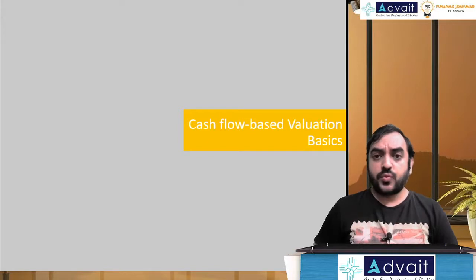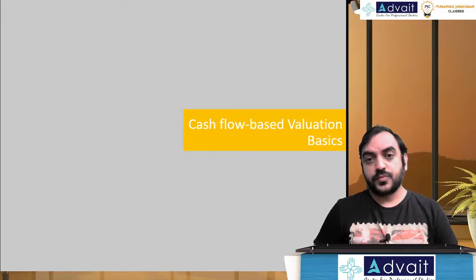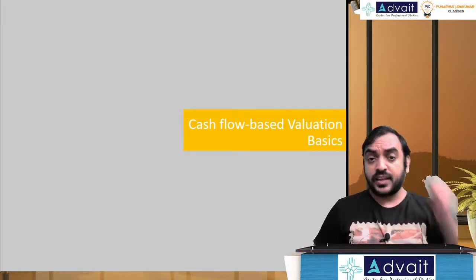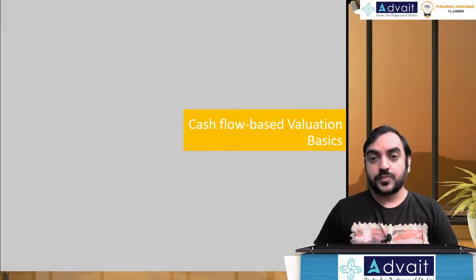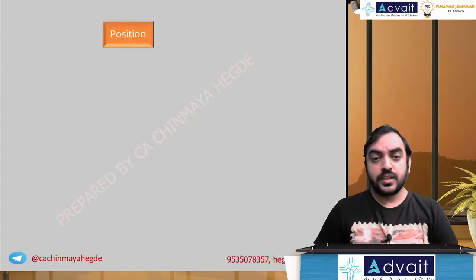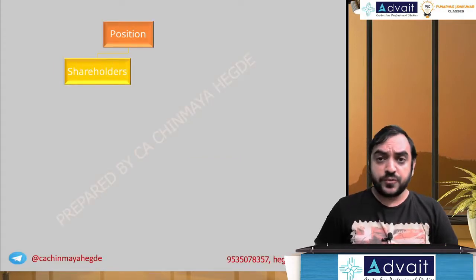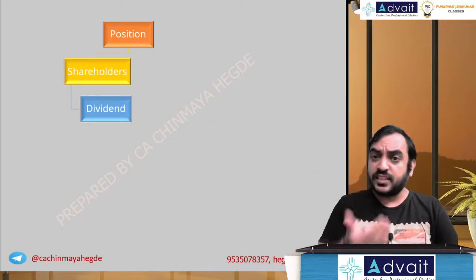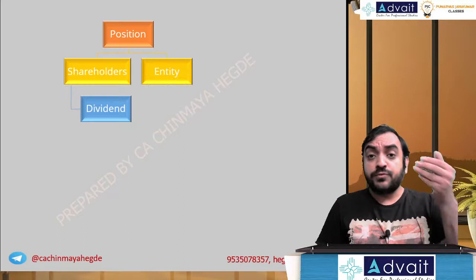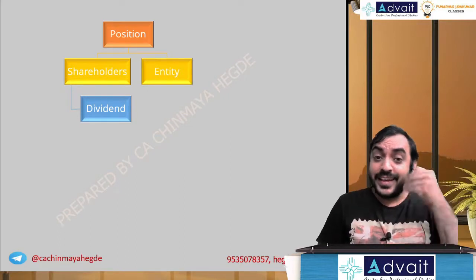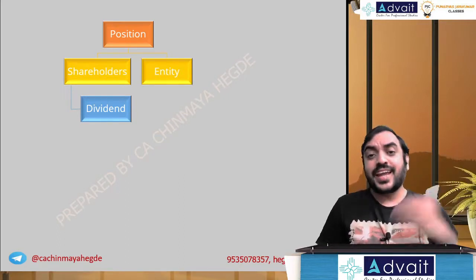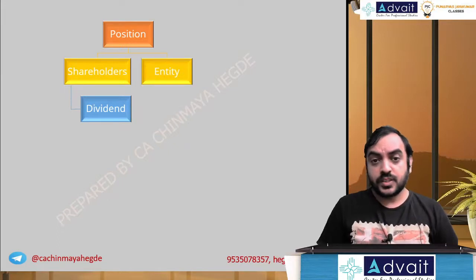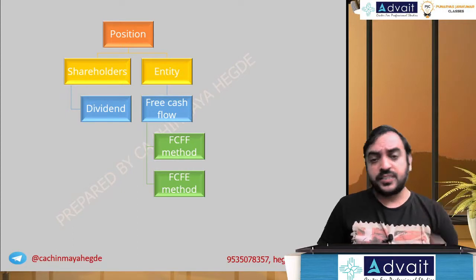Cash flow based valuation, basically from the entity point of view. It's also popularly called in practical life as DCF model, discounted cash flow model. From the shareholder's point of view, we have done the dividend theories now because for the shareholder, dividend is the cash flow. But if you think from company point of view, entity point of view, what cash flow you get? We can divide this into two parts. One is free cash flow to firm, other is free cash flow to equity.